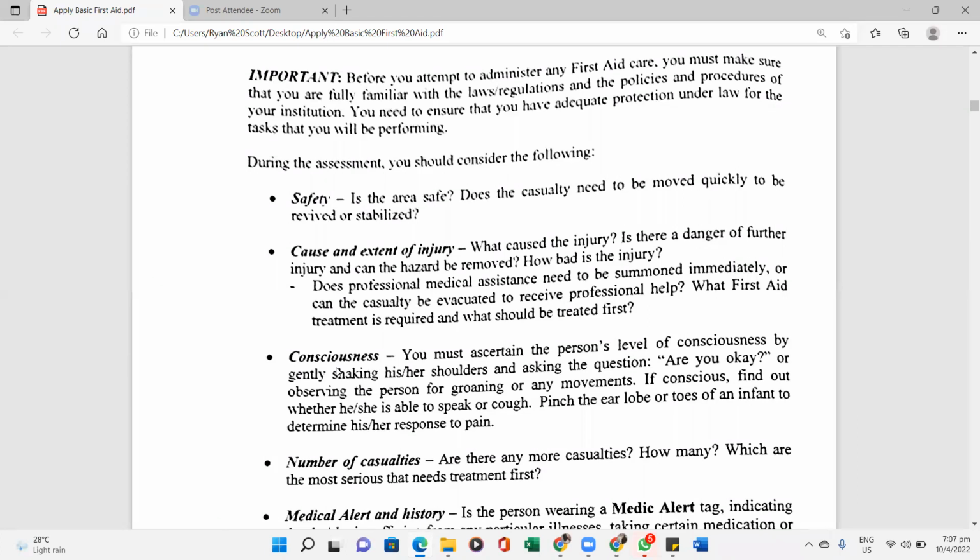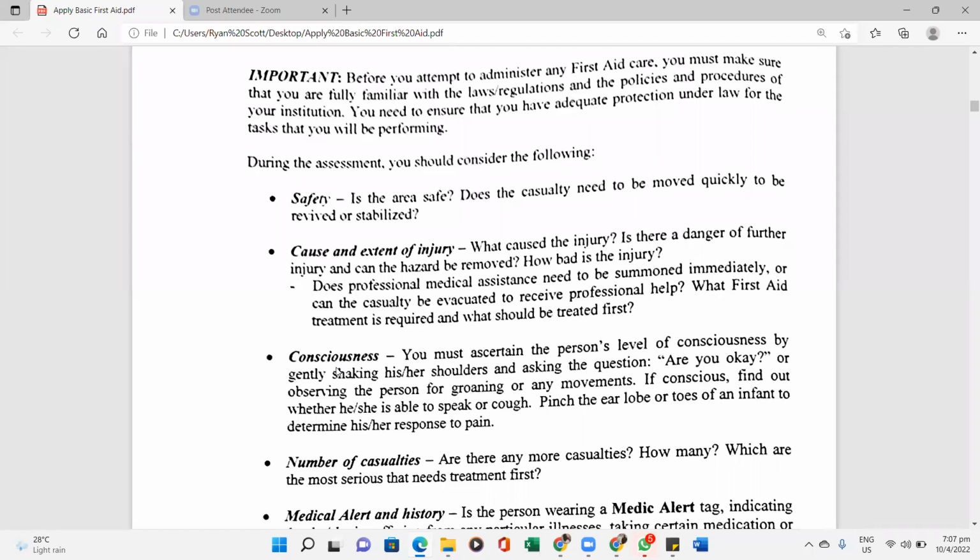So during the assessment, these are the things that you're going to look for, right? The safety. Remember I said that? I said, is the place safe? So that's the first thing. Is it safe for you and for the patient? Does the casualty need to be moved quickly to a more safe environment?